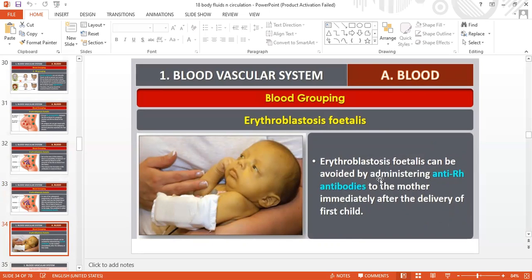Erythroblastosis fetalis nowadays can be avoided by administering anti-Rh antibody to the mother immediately after the delivery of the first child.